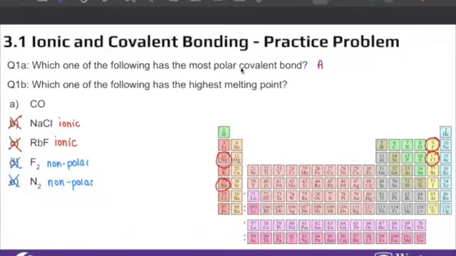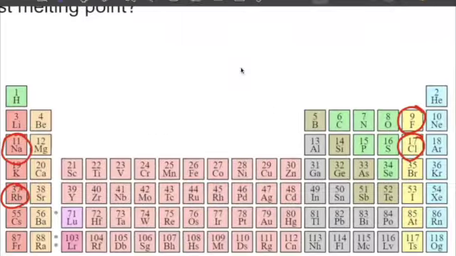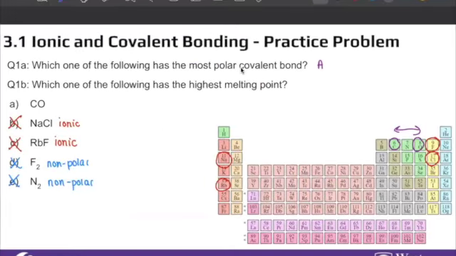And just to verify that that makes sense, our bond would be between C and O. We can see that those aren't two of the same atom, so there will be a little bit of a difference in electronegativity. So it's not going to be nonpolar, but they're still close enough to each other on the periodic table that it's not going to be a huge difference that makes it ionic. So it makes sense that that would be a polar covalent bond.